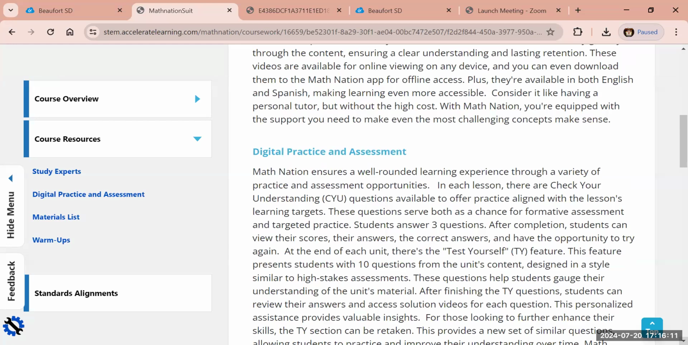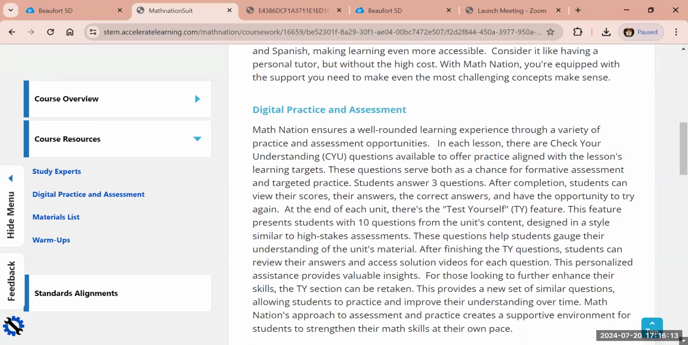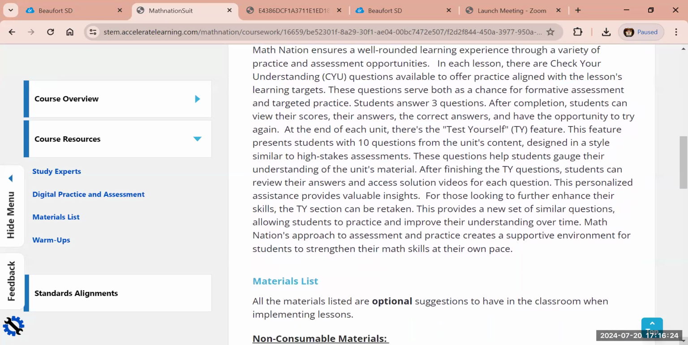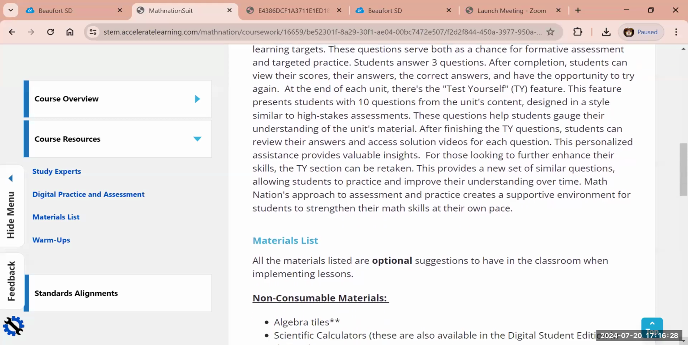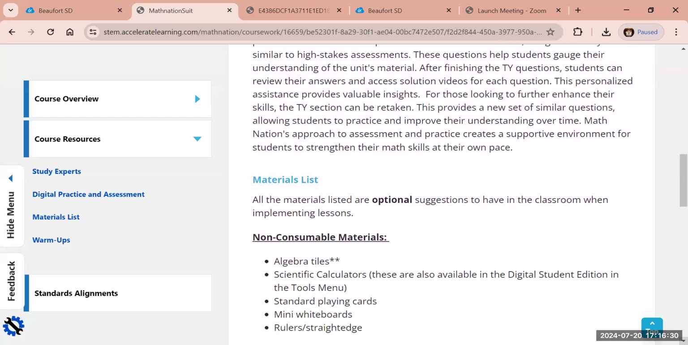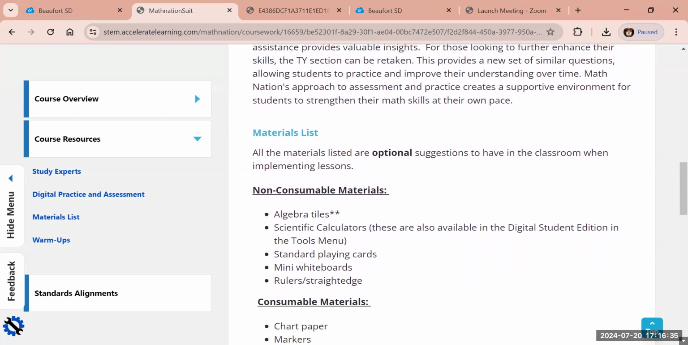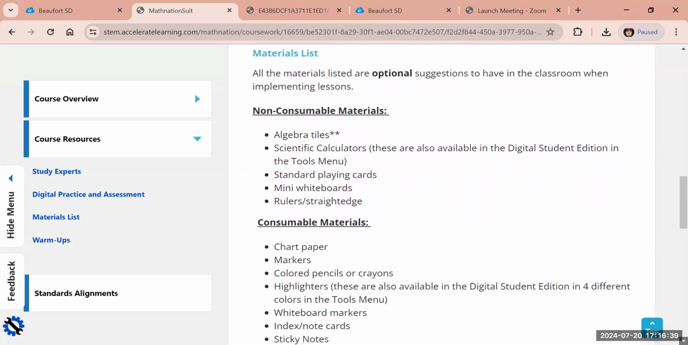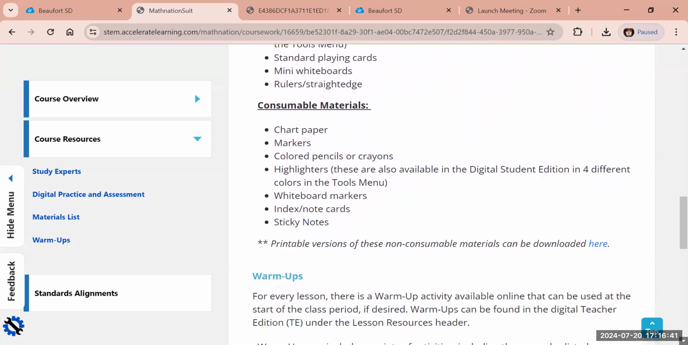Digital practice and assessment. Okay, so all these ones you guys can read on YouTube. We have so many things that would help you test yourself. After going through any lesson, you have a set of questions that would guide you to test your knowledge. Then we have the materials here for you: non-consumable materials, and consumable materials also here.